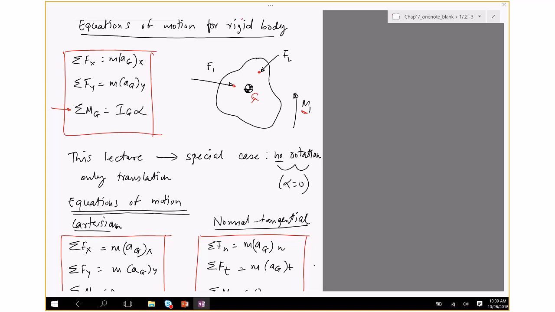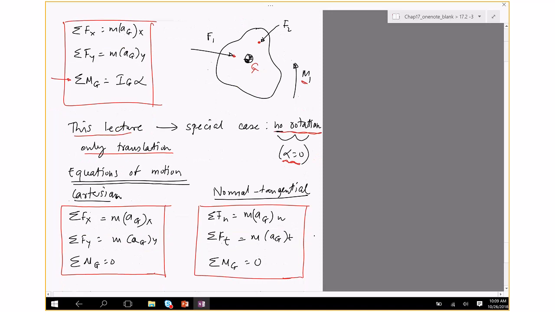So in this lecture, we are going to look at a very special case of rigid body motion that involves no rotation, only translation. So the body is not rotating, it's only translating. When the body only translates and does not rotate, alpha is 0. When alpha is 0, what you can do is you can take these equations and rewrite them. The first two equations, F_x, F_y, do not change because acceleration doesn't show up. But the third equation will change. It's simply M_G equals 0. That is the net moment. External moment about G is equal to 0.